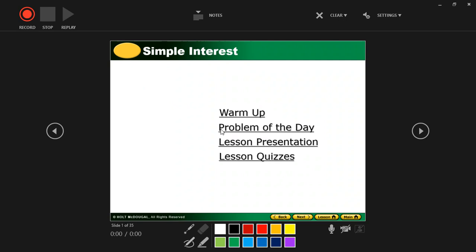Next week, please be reminded that on December 14 to 16, that will be your pre final examination. We will cover the topics about exponentials and logarithmics, as well as simple interest, and the following topics that we will discuss for this week and for the coming week. We'll have four parts only for this discussion: the warm up, the problem of the day, the lesson presentation, and the lesson quizzes. This will be a short one.